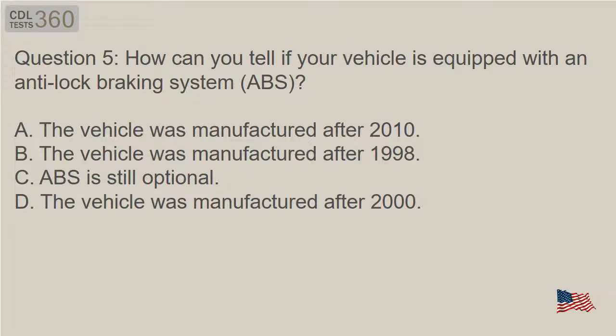Question 5. How can you tell if your vehicle is equipped with an anti-lock braking system, ABS? A. The vehicle was manufactured after 2010. B. The vehicle was manufactured after 1998. C. ABS is still optional. D. The vehicle was manufactured after 2000.